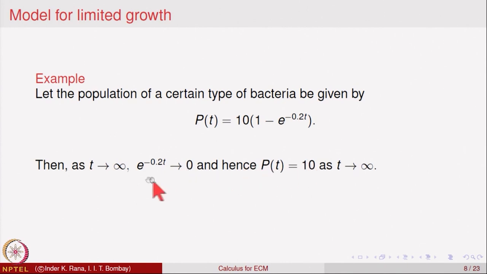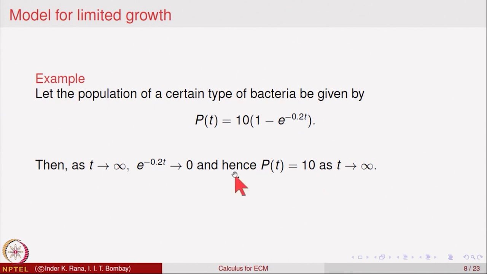So one says as t goes to infinity, e raised to the power minus 0.2 t goes to 0, and hence P of t, the population, stabilizes or eventually will reach 10 as t goes to infinity. So here there is a limited growth. It stabilizes eventually to 10.